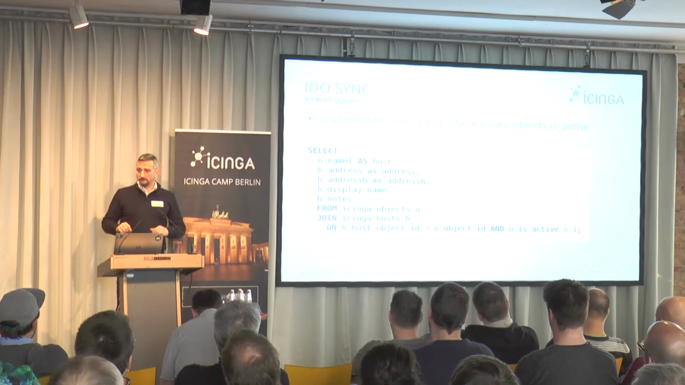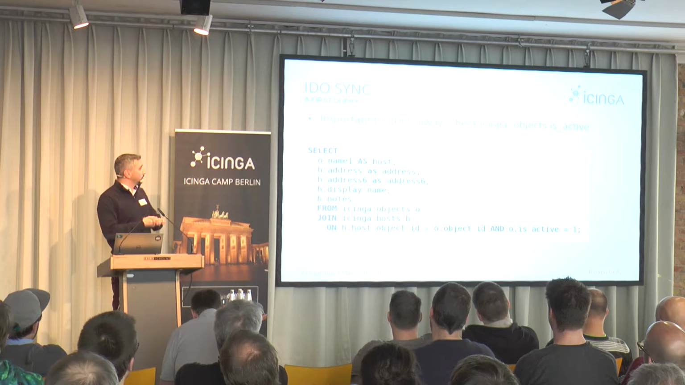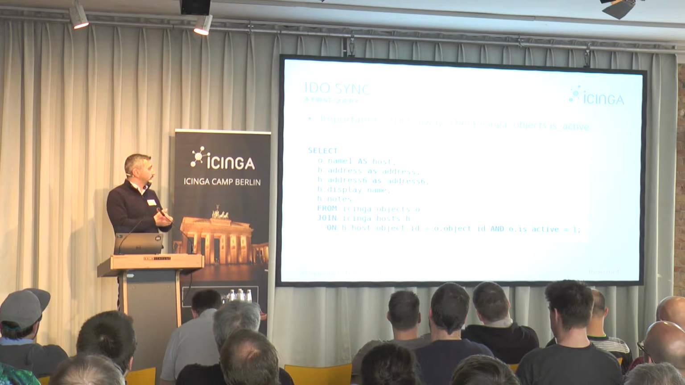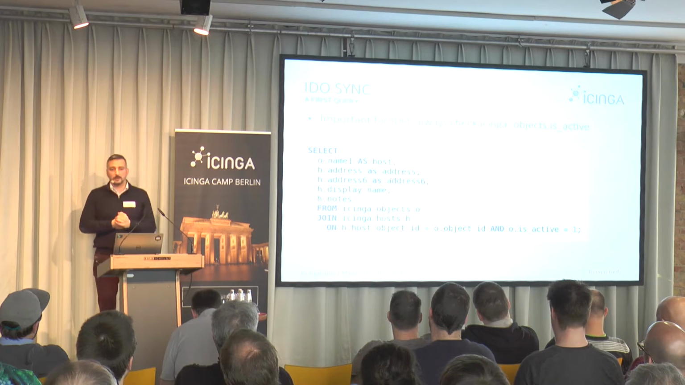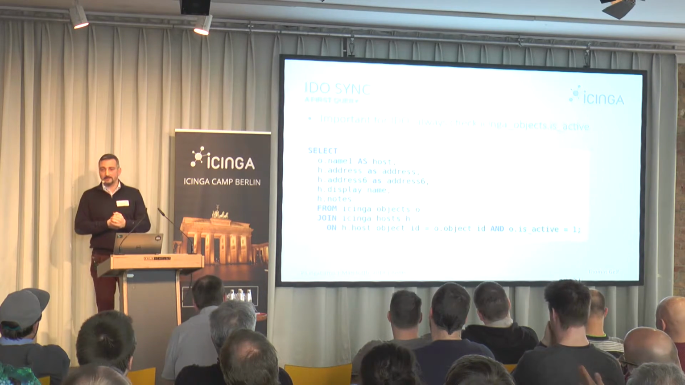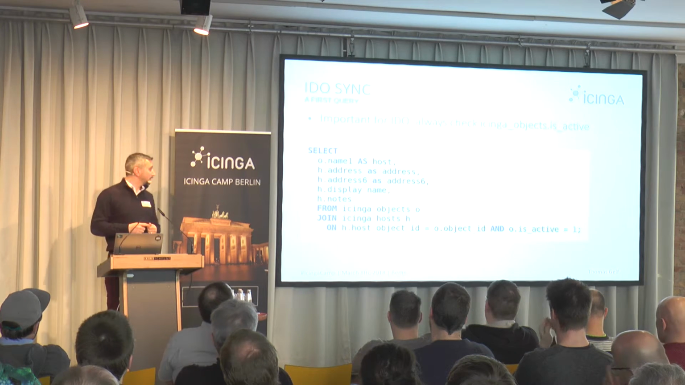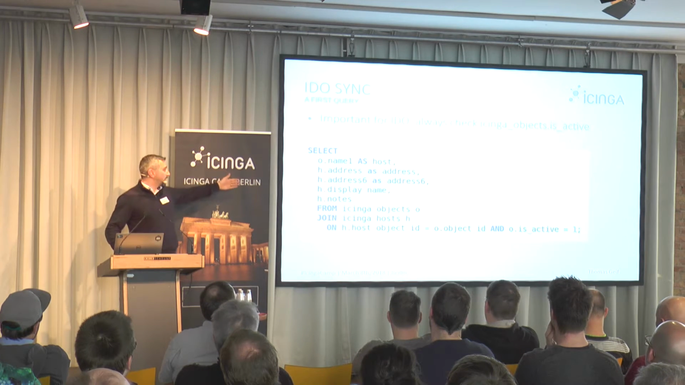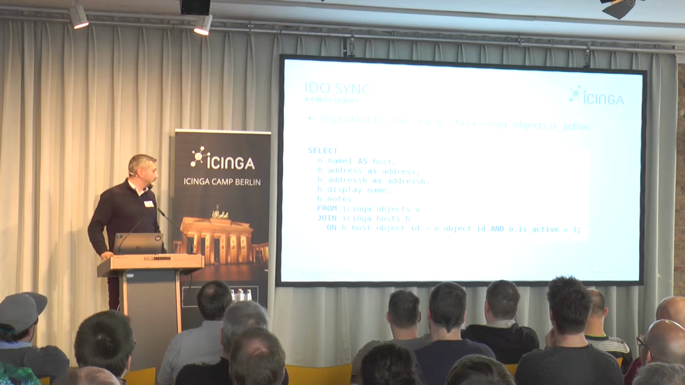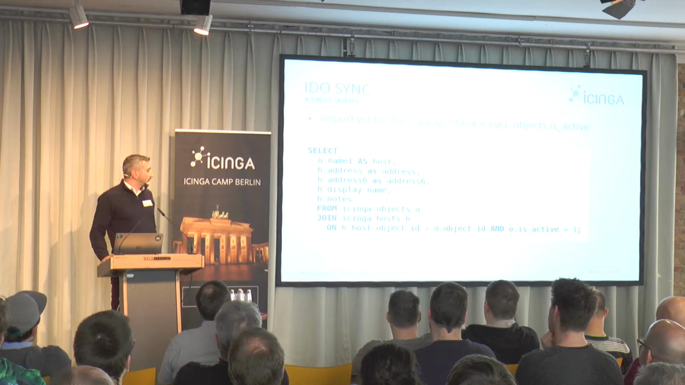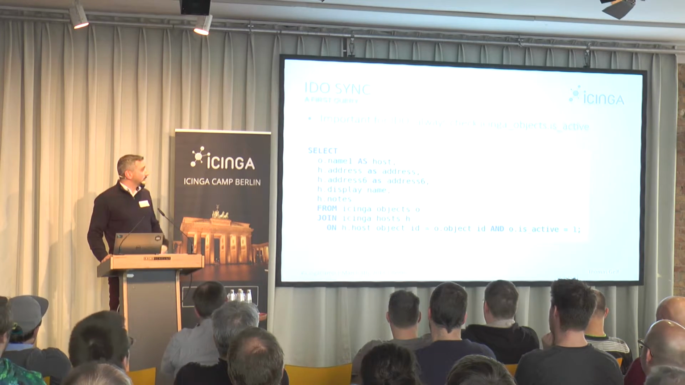and just some SQL examples, just to give you an idea of how the IDO works. There's an Icinga objects table. There is an isActive flag that you should always check when you work with the database. Just a very short example. I pick the address, the name, display name, some nodes. Check whether is it active or no, and that's it.